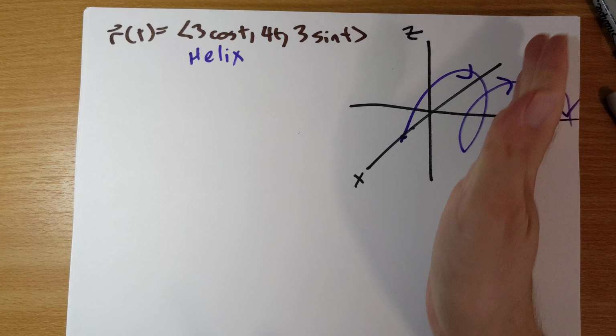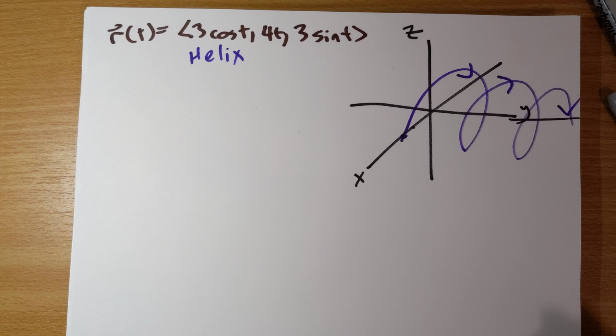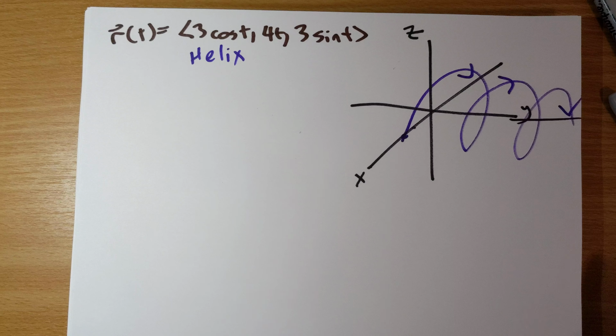If you were to take slices, if you project everything down to the xz plane, you see a circle, but the 4t terms are increasing in the y direction.